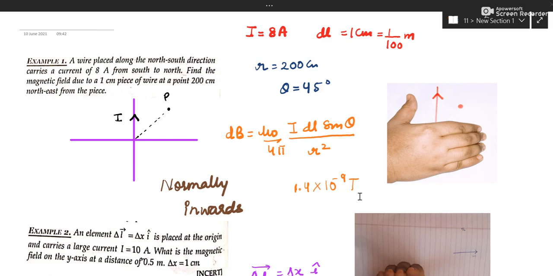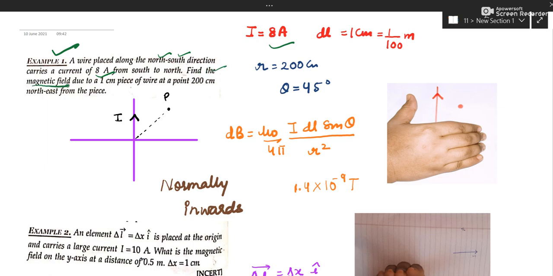Hello children, so these are the numericals based upon Biot-Savart's law and magnetic field due to a straight wire. So let us discuss the first numerical. A wire placed along north-south direction carries a current of 8 ampere. So note down the particulars. Current is 8 ampere. Find the magnetic field.